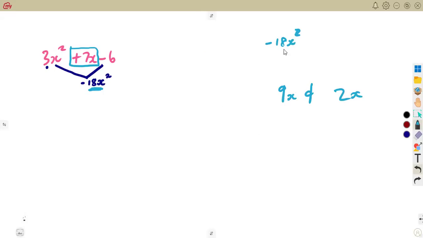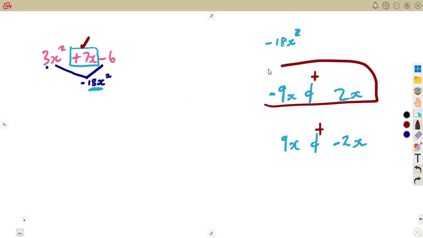So to obtain a negative 18, one of these must be negative. Negative 9x, or we can have it as positive 9x and negative 2x. One of these must be what? Negative for us to have this. But when we add now, which part are we going to have exactly in the middle term, 7x? If we add these two, minus 9 plus 2, that's minus 7. 9 plus minus 2, that's positive 7. So this is the one that we need, which gives us exactly the middle term.